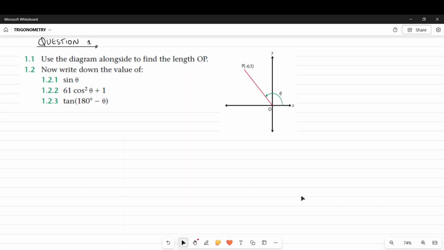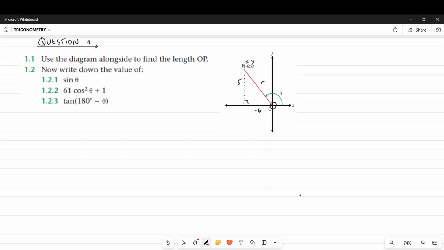Right, so now we got this type of question with the Cartesian plane. For 1.1, they say use the diagram alongside to find the length of OP. As you can see, we got O over here, and P is over here. We can construct a line all the way down to get a right-angled triangle. OP is the hypotenuse, because we know this is X and this is Y. So X is -6, Y is 5, and we're looking for R.